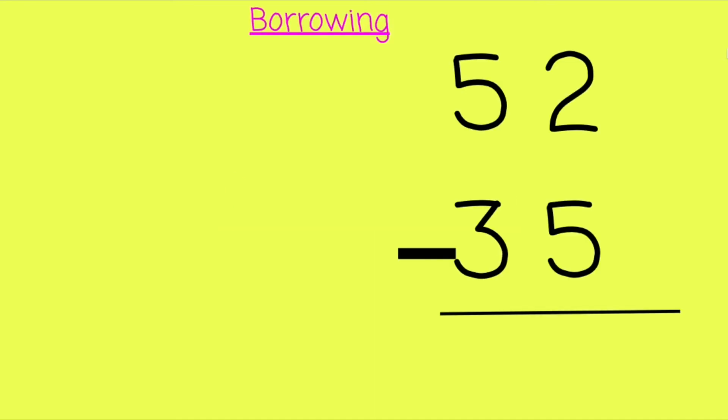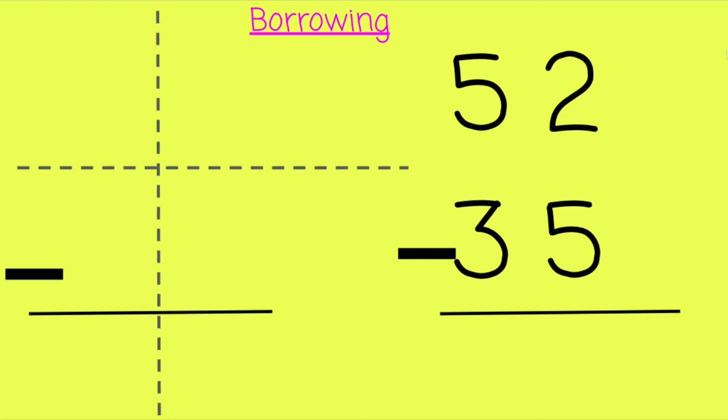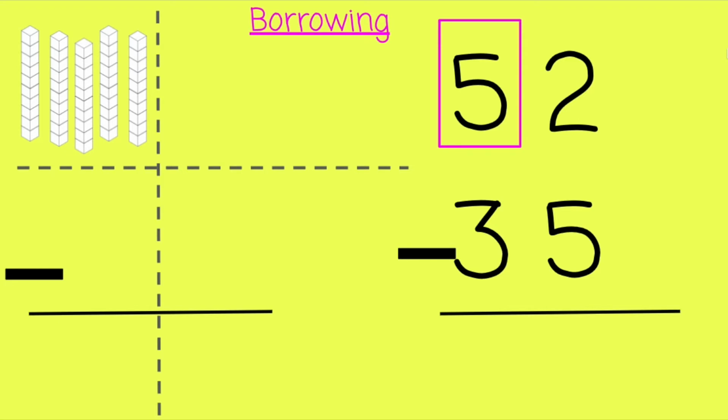Let's talk borrowing, what it is and when to do it, also how to do it. I'll be using base 10 blocks to help show you what this strategy is. Here's a standard algorithm on the right. Let's represent it over here on the left with base 10 blocks. This 5 is in the tens column, so it represents 50, or 5 tens. So let's put 5 10 rods over here.